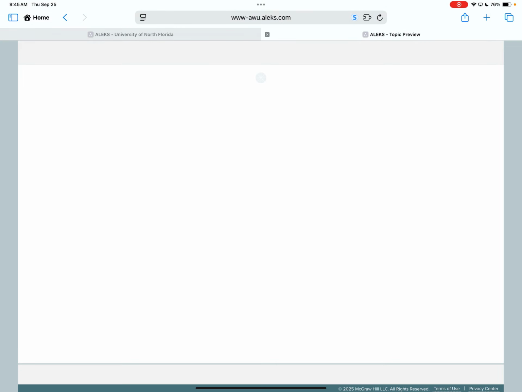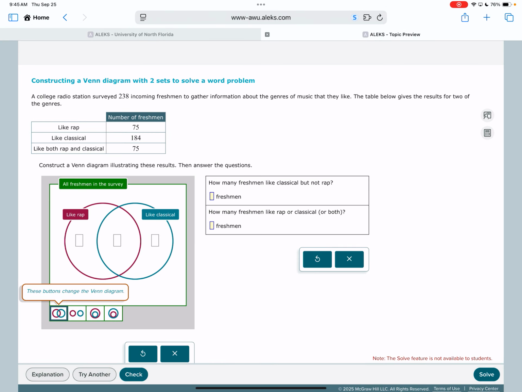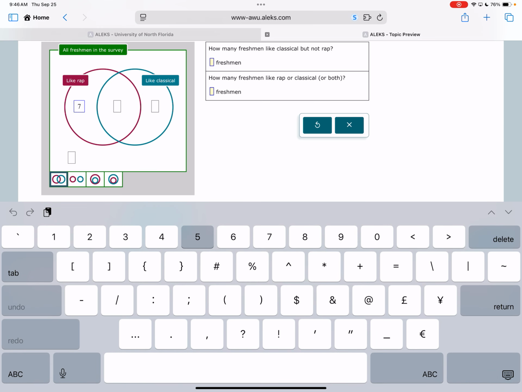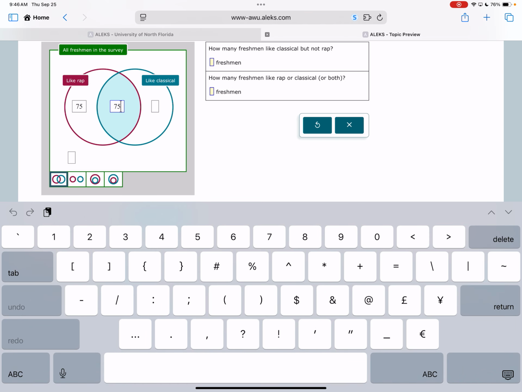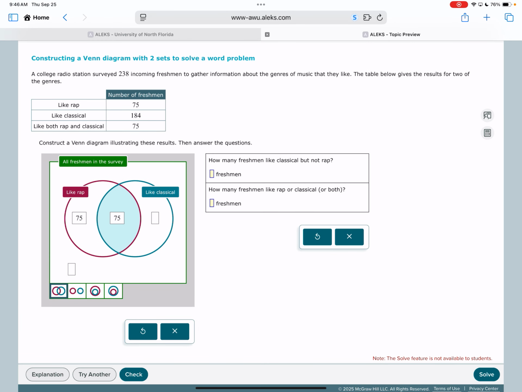This one right here is constructing Venn diagrams in the real world. These can get a little bit tricky. There are some tips and tricks on these. When you do these, if you just start down and say, they surveyed 238 with the results below. The number of freshmen that like rap is 75, classical 184, and both is 75. If I were to just put 75 in here, and then 75 in here, that is incorrect because I only have 75 people that like rap. I do not have 150 people that like rap.